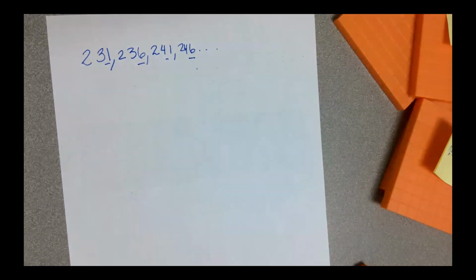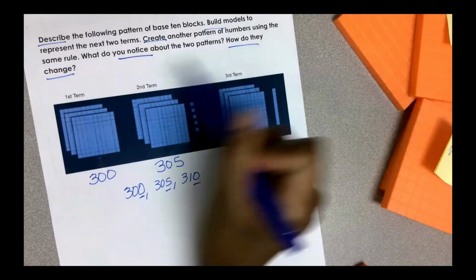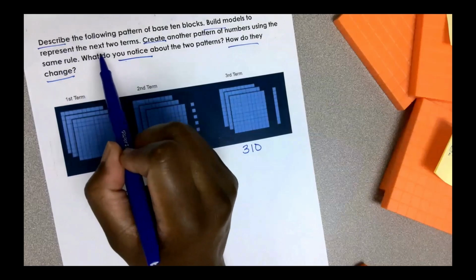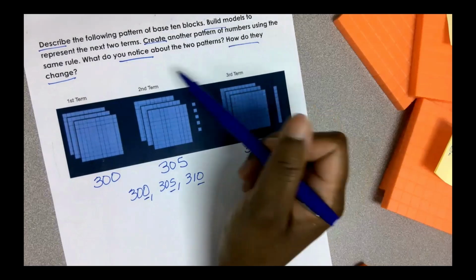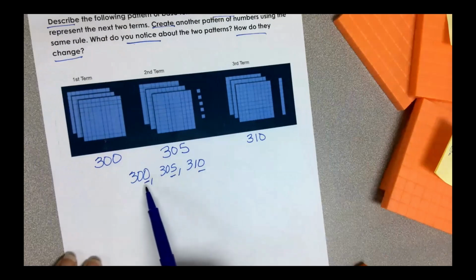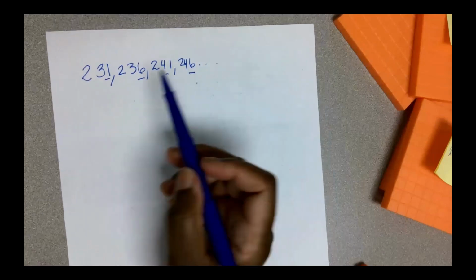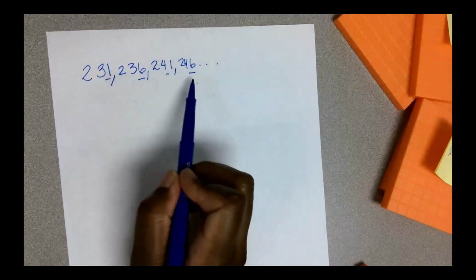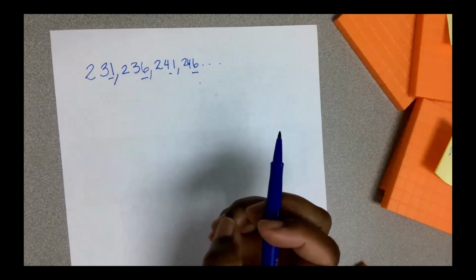So to answer the last part of the question, let's think about both patterns. And when I say the last part of the question, I'm going to flip it back over to our original question. How do they change? So we've already described our pattern. We've already identified and created another pattern. We've already noticed the patterns. Okay, so in the first example, our pattern alternated between 0 and 5 in the ones place. In the one that we created, it alternated between 1 and 6 in the ones place. So now we're being asked to think about both patterns.